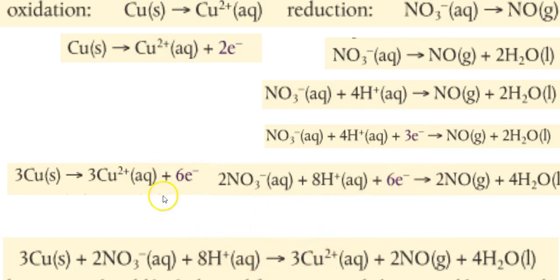3 copper 2+ is after the arrow. That's good there. 2NO is after the arrow. That's good. 4H2O is after the arrow right there. Okay, and that's how you write a redox equation. A little bit more complicated than just simply balancing an equation, but if you follow the steps that I showed you, you'll be okay.